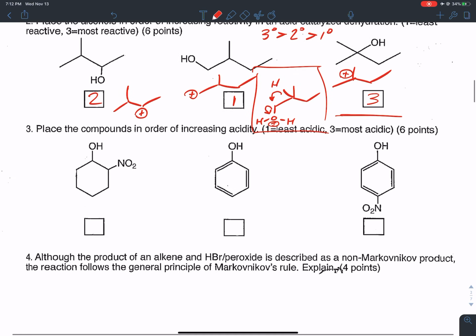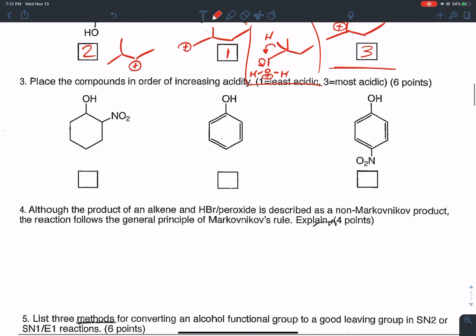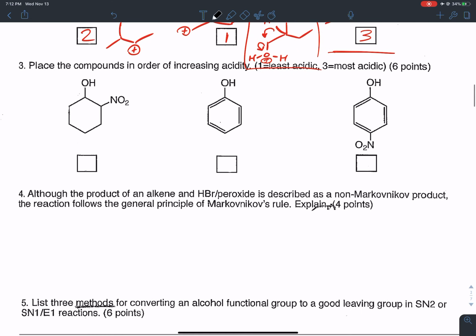Awesome. Let's move on. Number 3, place the compounds in order of increasing acidity. What's the very first thing you're going to do if you get a question about acidity? Draw the conjugate base. Deprotonate it. Yeah. Because then we can turn it into a question of stability. So let's go ahead and do that.